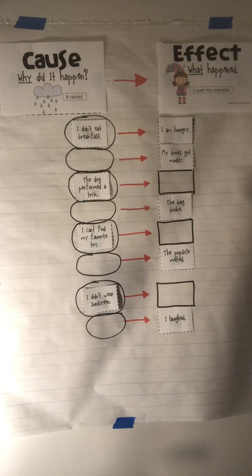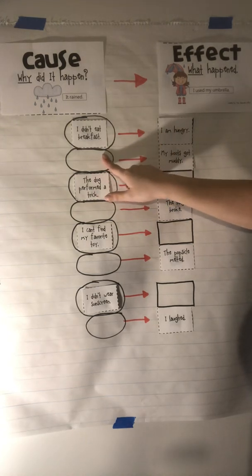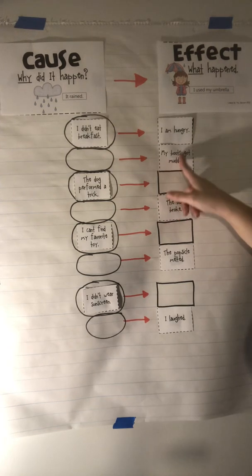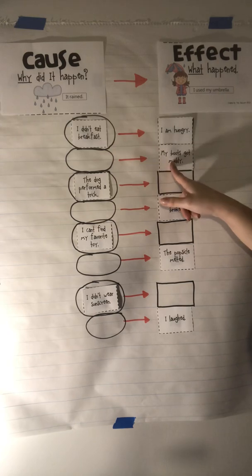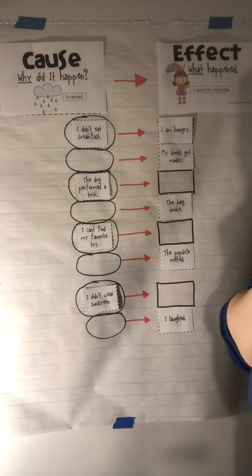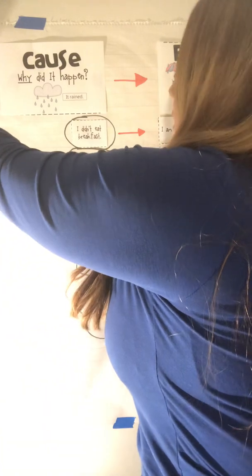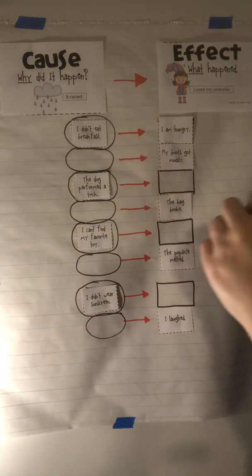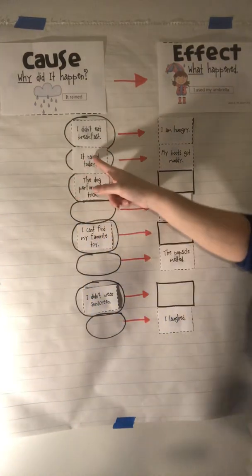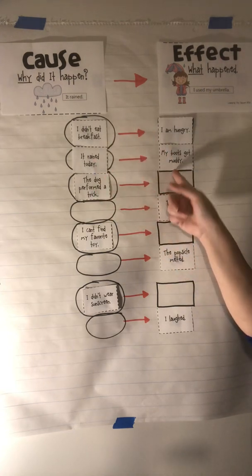Now over here I have the effect. My boots got muddy. Why would my boots get muddy? What would cause them to get muddy? What do you think? If the effect is that my boots got muddy, what would cause them to get muddy? Maybe it rained. So the cause is that it's raining. It rained today. And the effect of that is that my boots get muddy. If it rained, what's gonna happen? My boots are gonna get muddy.